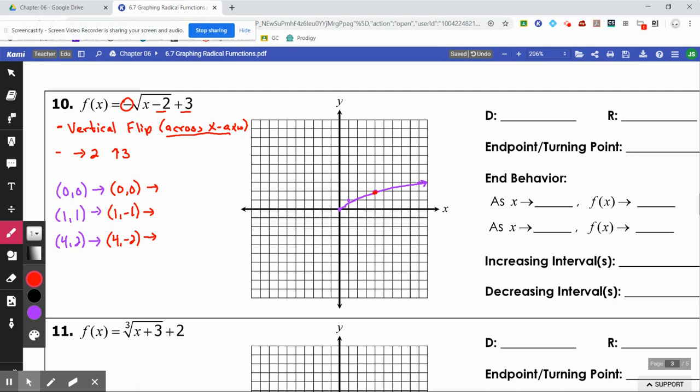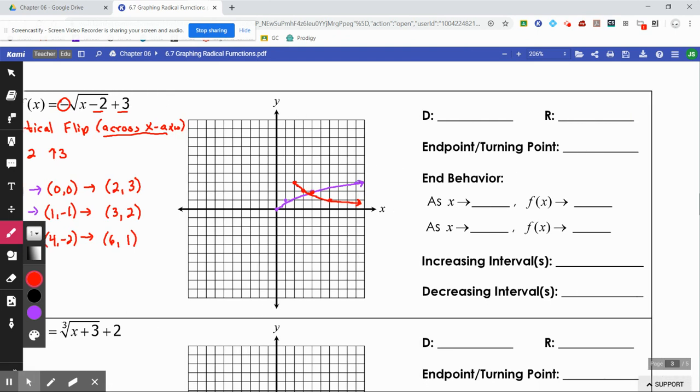Now let's apply your translations. Right 2 will change all of your x values to the right 2, so add 2, and add 2. To move it up 3, you're going to change all your y values by adding 3. So plus 3, and plus 3. Let's graph these new points and see what our function looks like. So here's a look at it, and you can see that it got flipped, and then after it got flipped, it got moved right 2 and up 3.